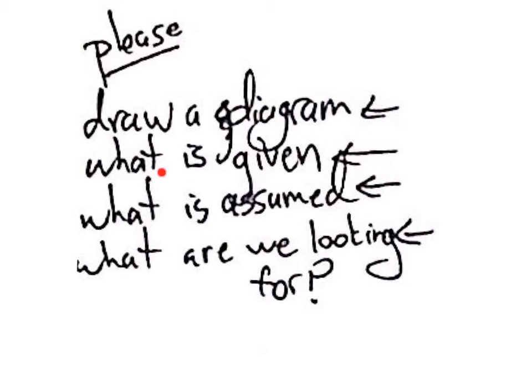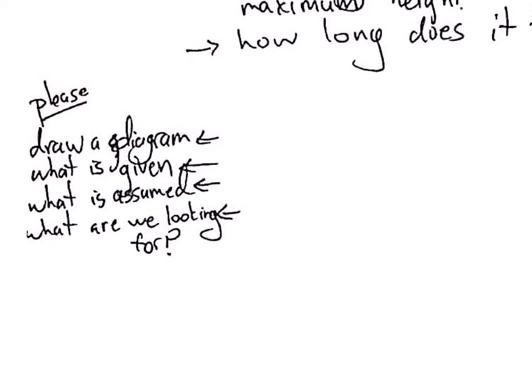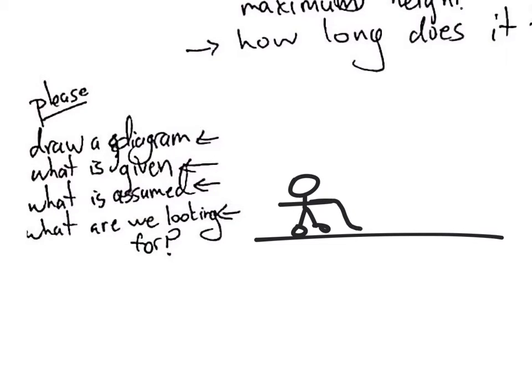Draw a diagram, list what's given, what is assumed, and what we are looking for. So here's our diagram. I'm going to follow instructions. We have Joey, and Joey is throwing this ball. Joey's got really long arms because he is throwing the ball from the ground, an initial height of 0. And so it goes upward, and maybe I would draw some arrows. Notice how the arrows are getting shorter, okay?